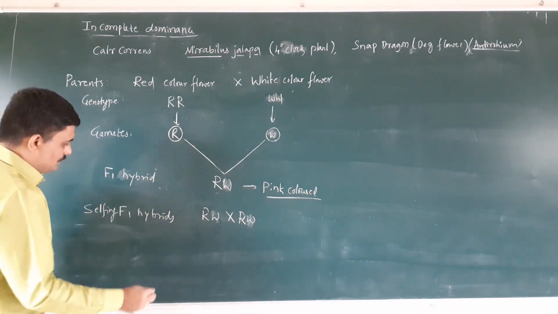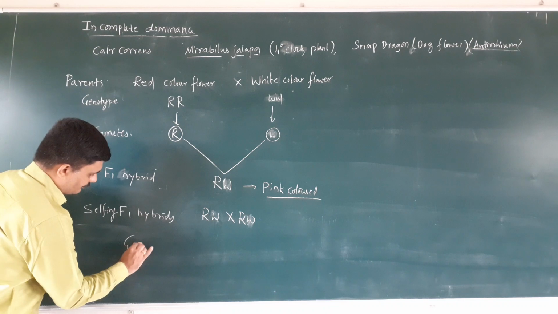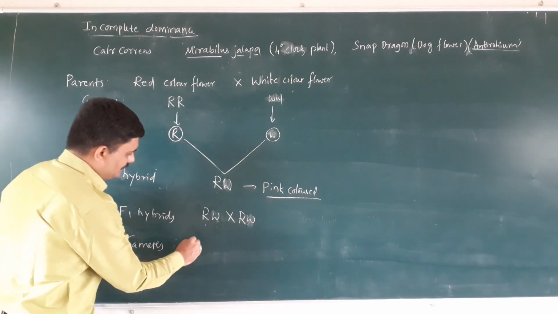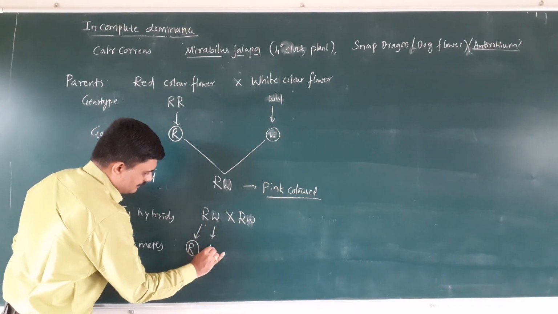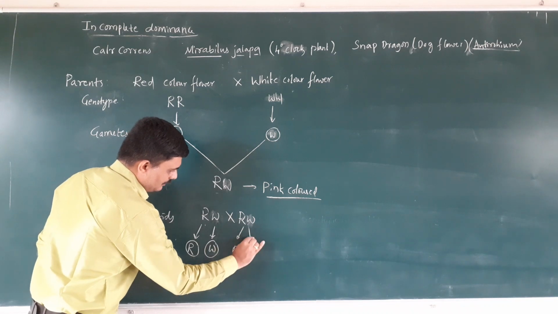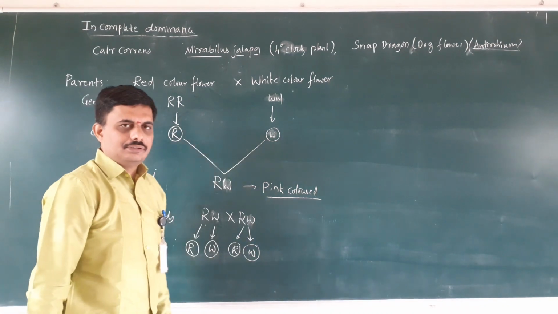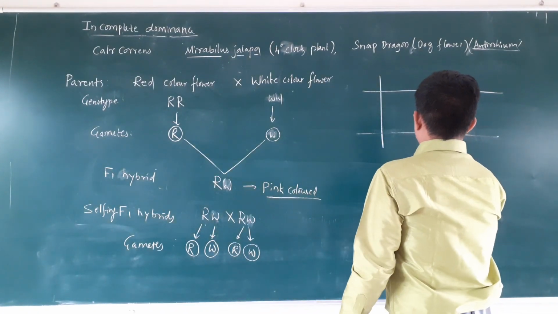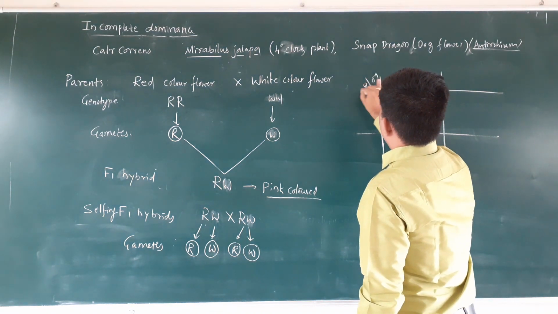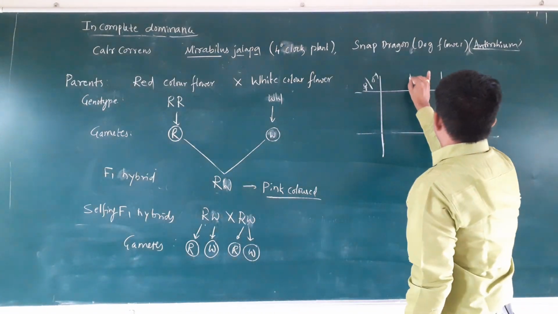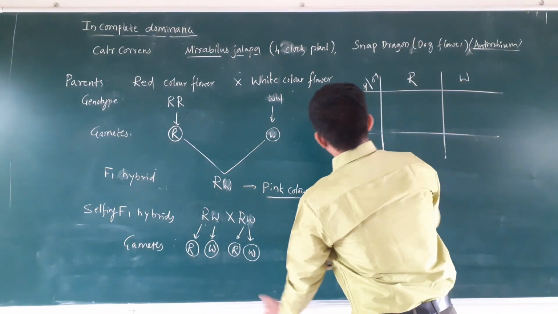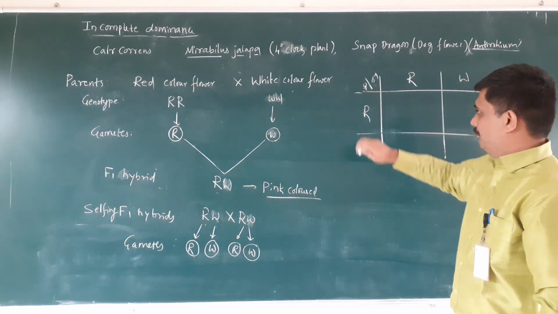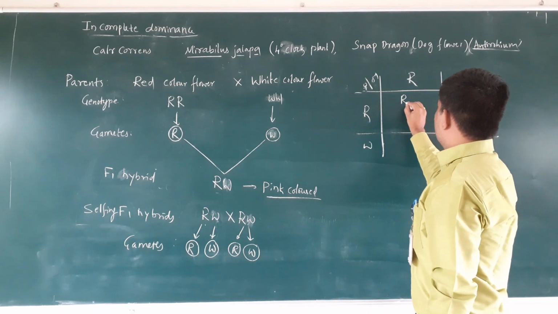Then he crossed F1. When he crossed F1, the gametes are similar, right? It is also a heterozygous condition, which produces two different types of gametes. So we are taking the checkerboard of that. I am taking these two over here and these two here. This is the sign of male, this is the sign of female. So the gametes fuse to form offspring.